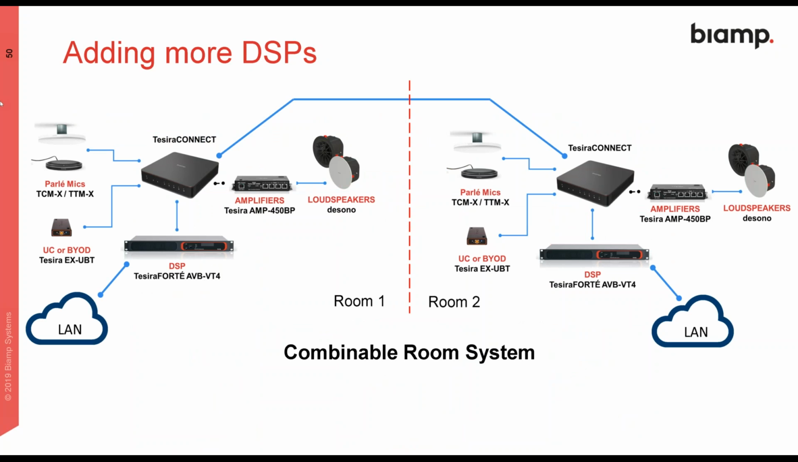The other way to scale up is to have combinable room systems. In this scenario, we have one room on the left, one room on the right. Each of them could be independent, but you can also simply put a CAT cable to link the 2 Tessera Connects, and suddenly you can send any audio stream from the left to the right and vice versa. So again, talking about scalability, it's easy to add speakers and microphones, to make more rooms using one DSP, or to link rooms altogether.